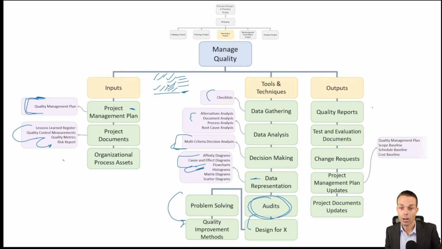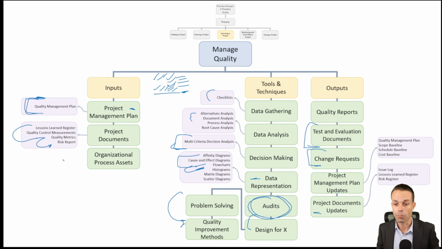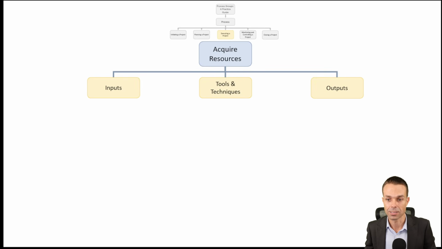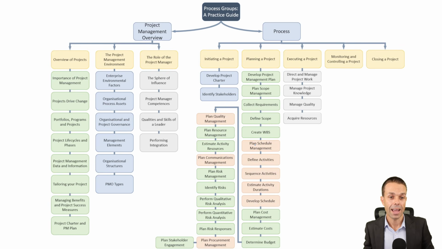The outputs that we want are quality reports, the test and evaluation documents, so the outputs of our testing, change requests if we've got defects that need to go back through and be worked on again, project management plan updates, and project documents updates.